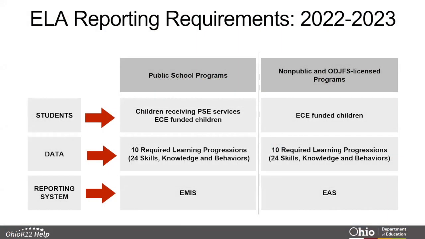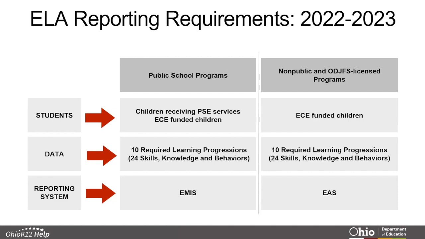Currently, the reporting requirements for ODE and non-public JFS licensed programs are for ECE funded children and children receiving PSE services. Now, to meet the requirement, only 10 learning progressions are needed to successfully report. EMIS and EAS are the two main data warehouse systems that are used to collect and store the ELA data.